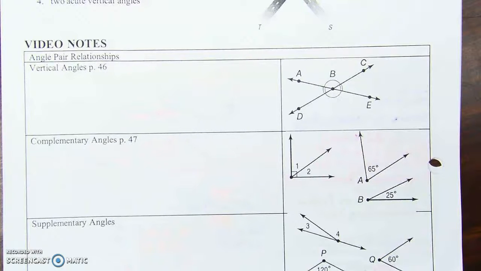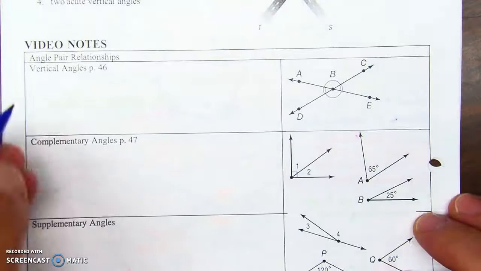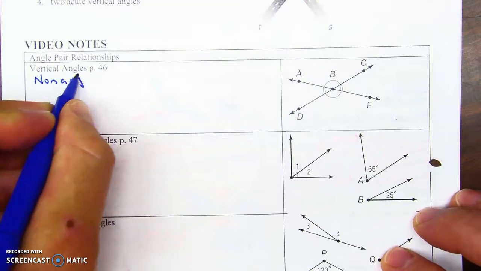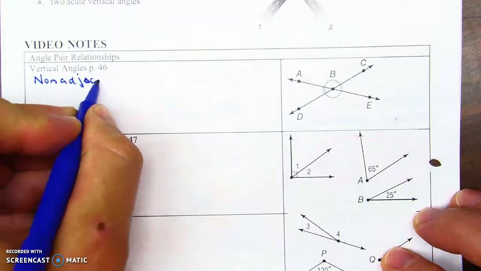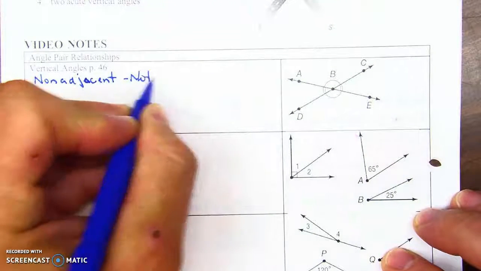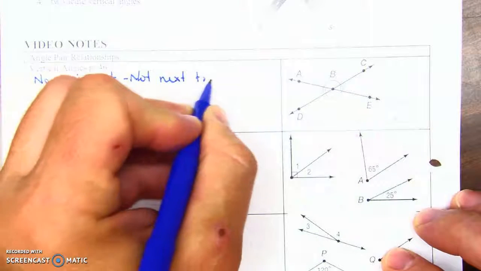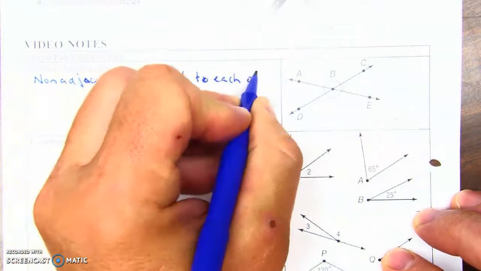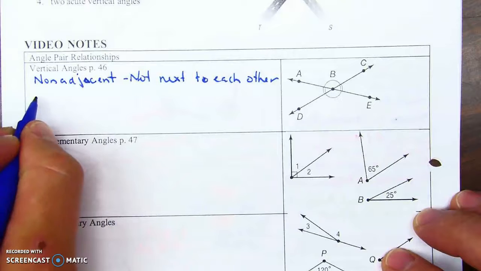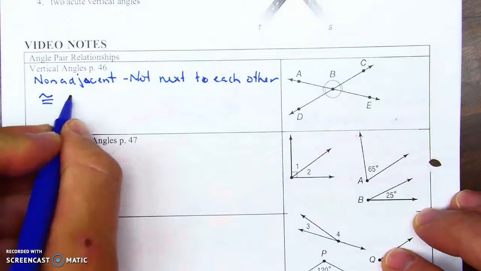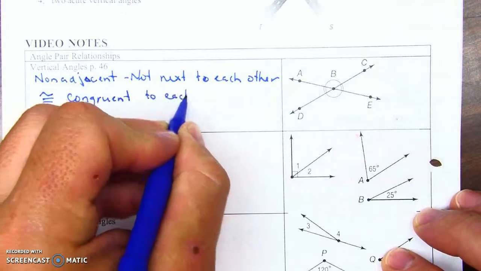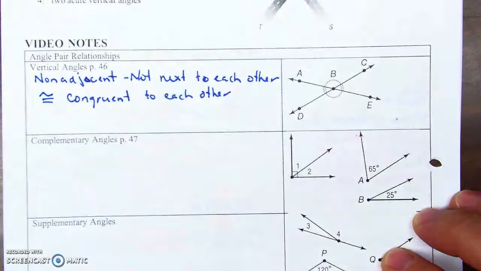And if you can see it very good here, we know that vertical angles are non-adjacent, which means they are not next to each other. Okay. The other thing that we know about vertical angles is that they are congruent to each other. Okay, those are the biggest things.